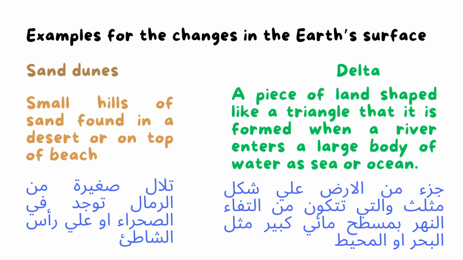Sand dunes are small hills of sand found in deserts or on top of beaches, as we saw before. And the delta, as we studied, is a piece of land shaped like a triangle that is formed when a river enters a large body of water such as a sea or ocean. So the sand dunes are small hills of sand found in deserts or on top of beaches, and a delta is a piece of land shaped like a triangle that is formed when a river enters a large water body as sea or ocean.